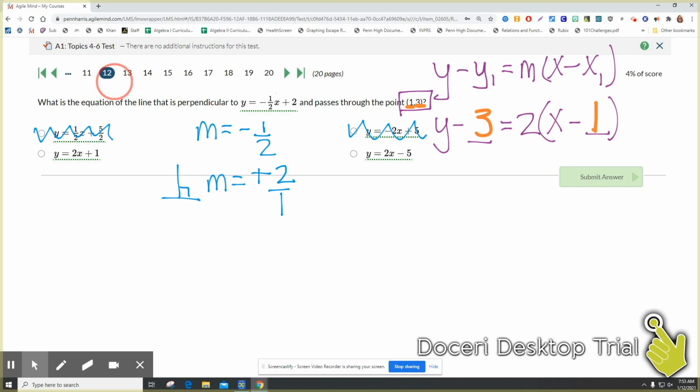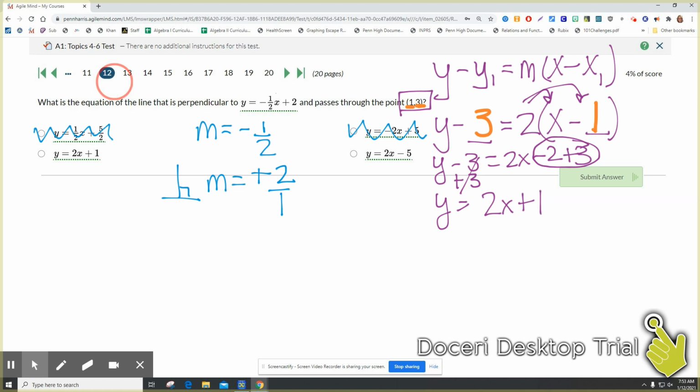Now we have to solve this because both of those equations are in slope-intercept form. I'm going to start by distributing that 2 to get y minus 3 equals 2x minus 2. Solve for y, add 3 to both sides, combine like terms, and we get that y equals 2x plus 1.